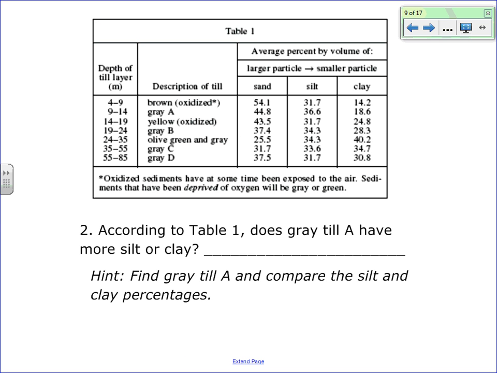If you are pressing play at this point, that means that you are ready to go through the answers to questions 2, 3, 4, and 5. So let's get started with question 2. According to table 1, does gray till A have more silt or clay?